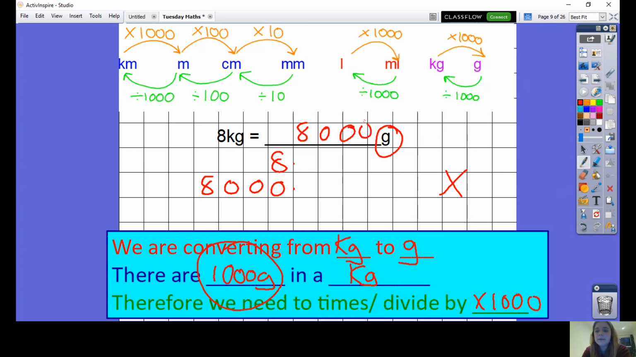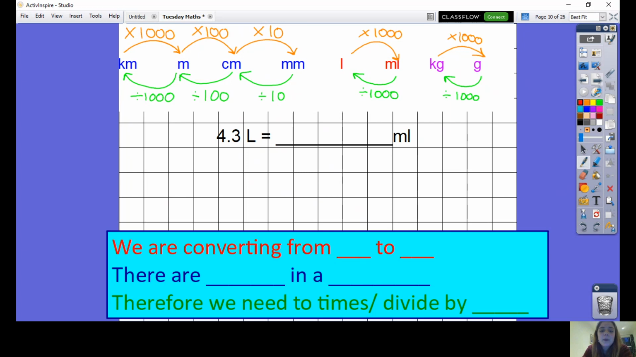Haven't left myself enough space there. Oops. Okay. Again, we're converting from litres to millilitres. There are 1,000 millilitres in a litre.